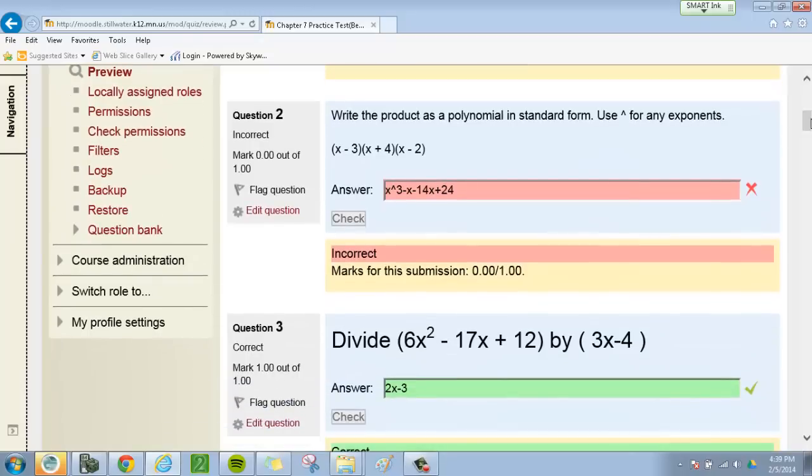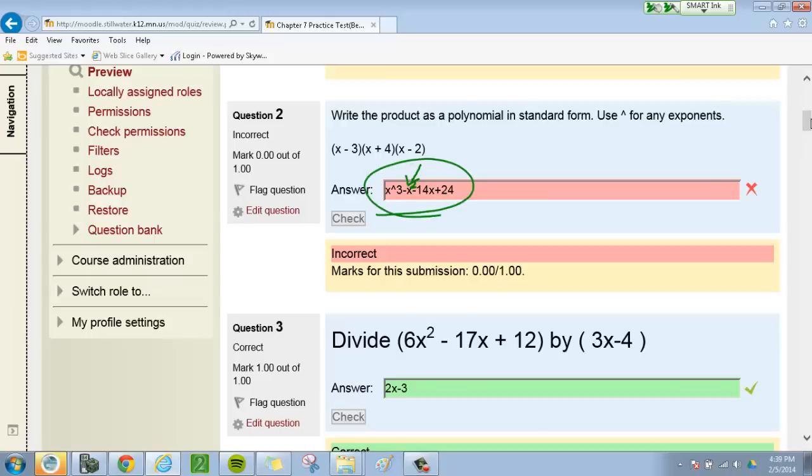What mistake did I make on it? Let's see. We got x to the third. This is the multiplying one. Did I do something really weird? Oh! Did I really? Look at that. Is that supposed to be squared? I bet it was supposed to be squared. I forgot to put the square in there. Okay, so x to the third minus x squared minus 14x plus 24. I'll make sure I put that in there.